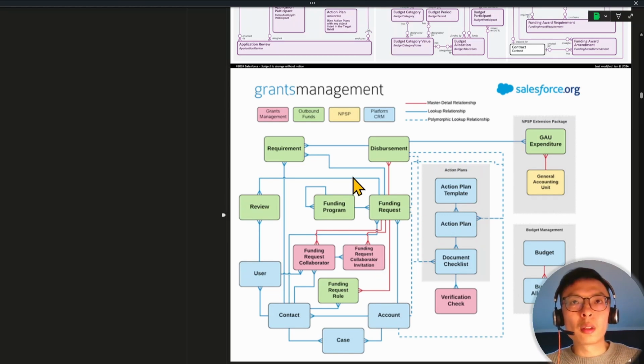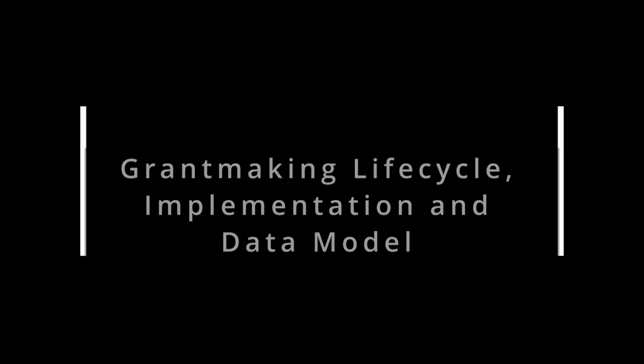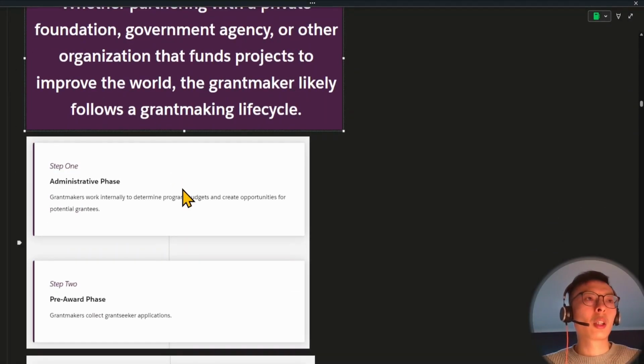And finally, for tracking money instead of funding disbursements, you'll be using the disbursement object instead. Let's now quickly go over what a grant-making lifecycle can look like.